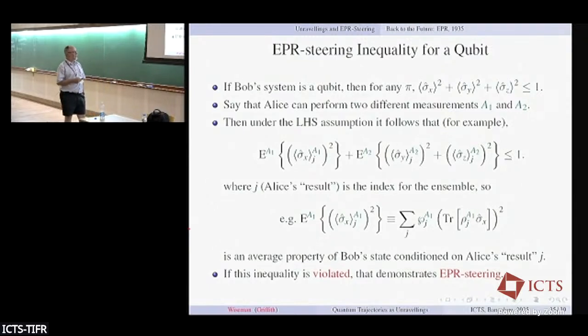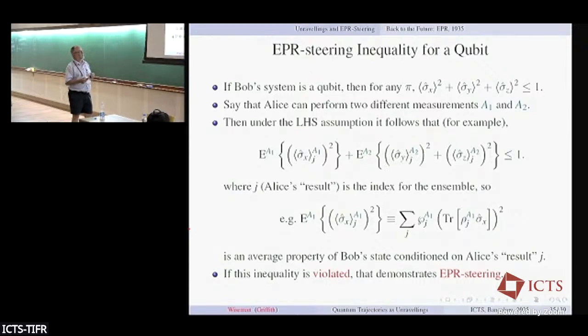And if this inequality is violated, that demonstrates that there wasn't ever a pre-existing state for Bob, but that Alice's measurement results do affect the nature of the possible states that Bob holds. Okay, so if we violate this, that's a demonstration of EPR steering, which proves that there was entanglement there, but is not as strong as proving Bell non-locality. Okay, so that's the idea.